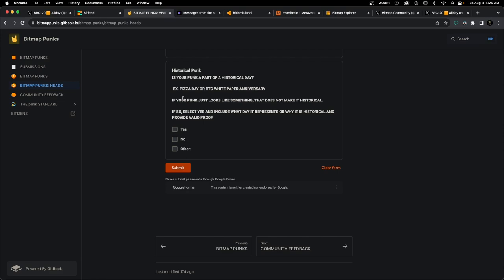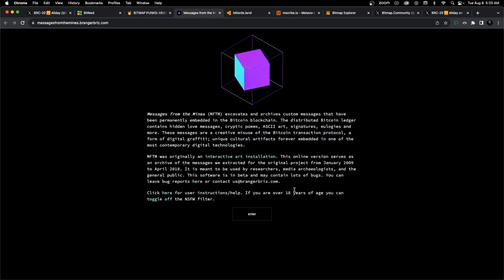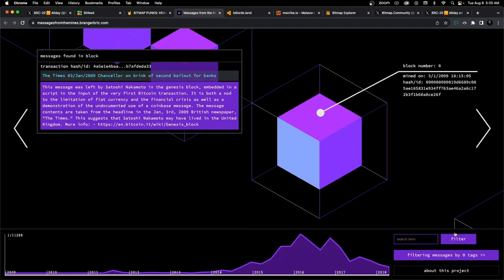The next platform we're going to talk about is Messages from the Mines. Messages from the Mines is a platform with custom messages that have been permanently embedded in the Bitcoin blockchain. Some of these messages are love messages, cryptic poems, ASCII art, and a lot of other interesting things. Let's check out the platform.